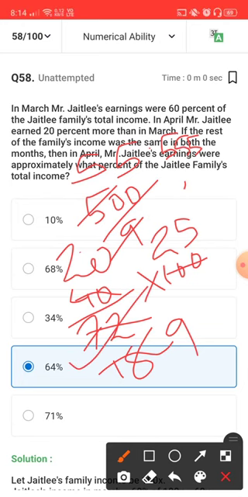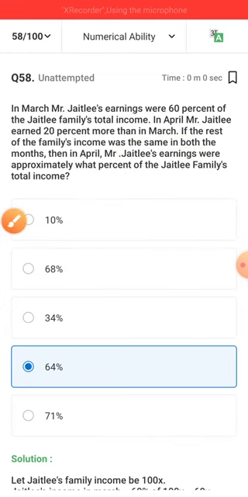I think 64 is very close to 55.55, so 64 is the answer. It is supposed to answer like that.